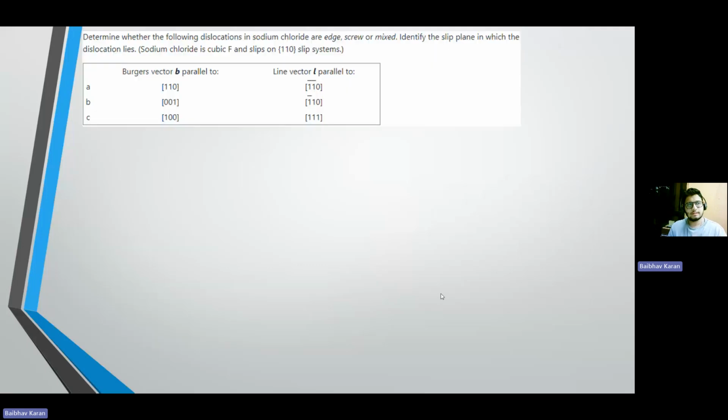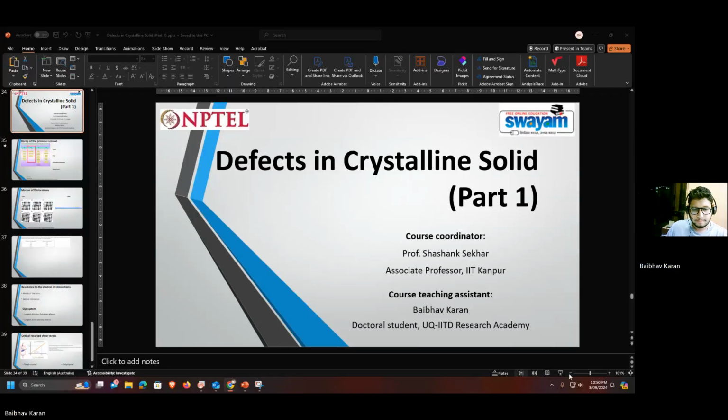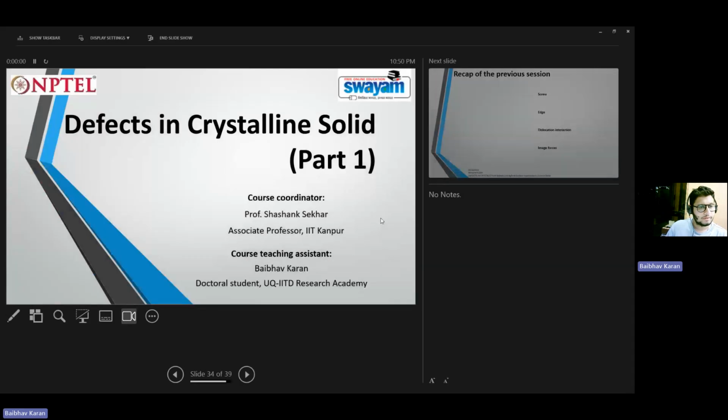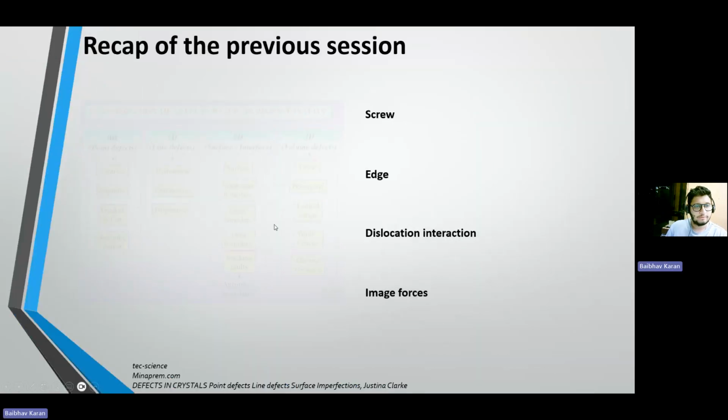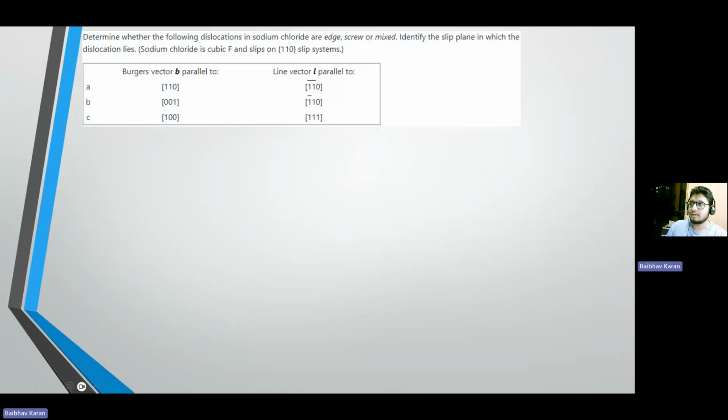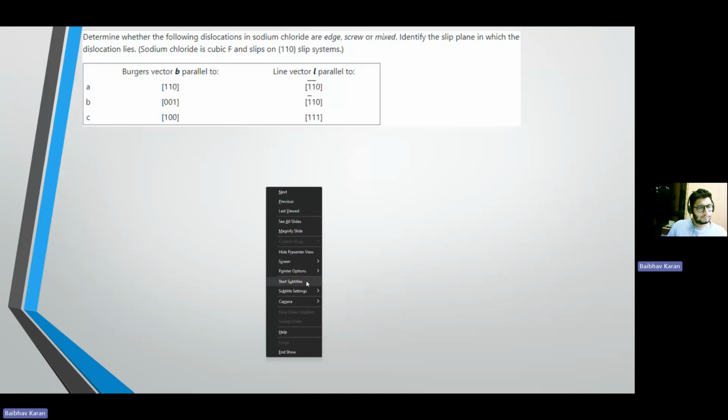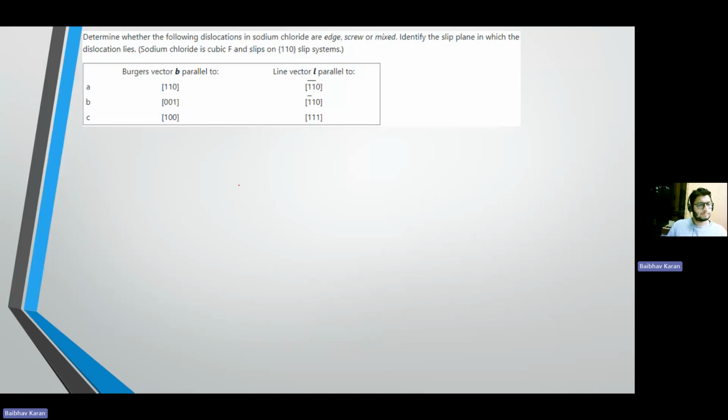Before discussing this, let's solve a question on the basis of line vector and Burgers vector and edge and screw dislocation. This is a very simple question. If you have understood what is going on in edge and screw, this is a very easy question to answer. Let me solve it for you. Let's see the question.